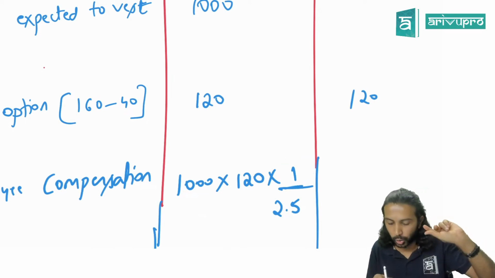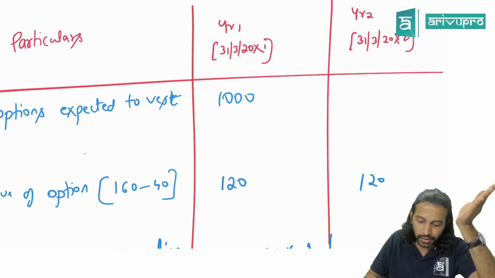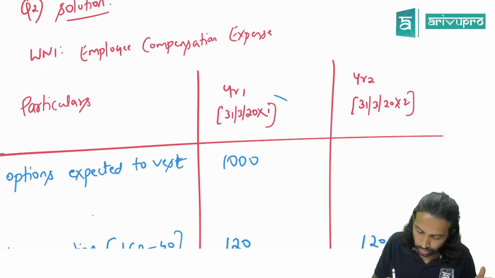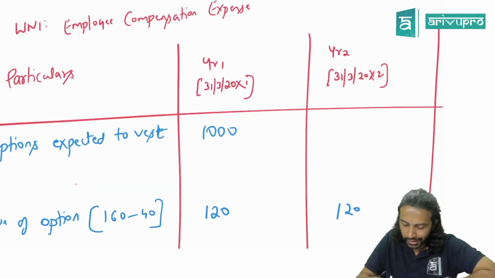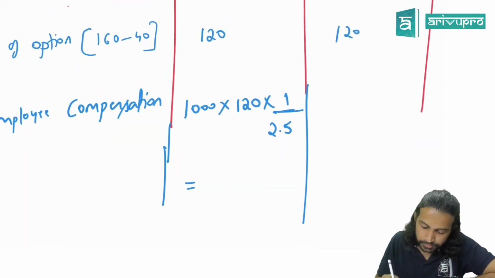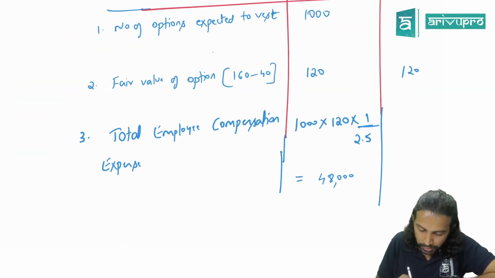Is this okay? How did I get 1? You should count it from the grant date till the end of the year. Grant date was 1st April 20x0. End of the year is 31st March 20x1. Hence, this is 1. You are in the first year. If you do this, how much are you getting? 48,000. Easy.